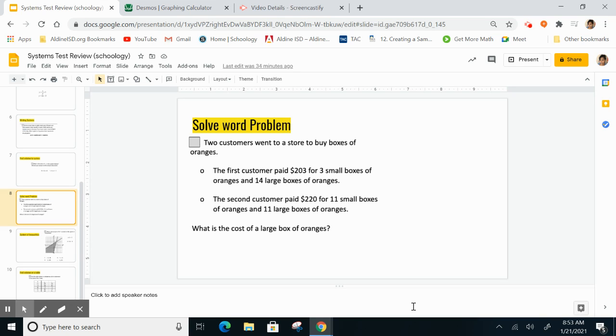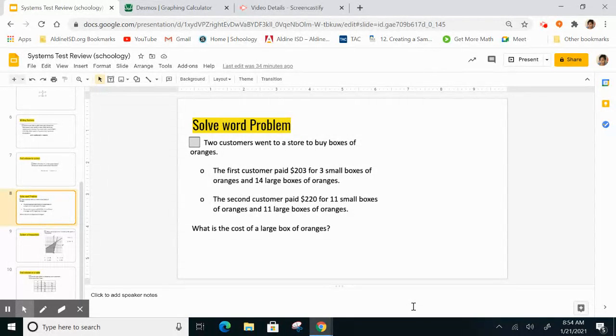All right, so here we go with that last question. Here we see another word problem, but it wants us to find one of the values, so we're going to have to write and solve the equations this time. It says two customers went to a store to buy boxes of oranges.